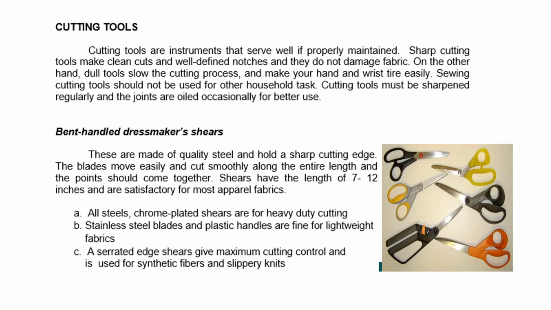For the first picture, it is a bent-handled dressmaker shears. These are made of quality steel and hold a sharp cutting edge. The blades move easily and cut smoothly along the entire length, and the points should come together. Shears have a length of 7 to 12 inches and are satisfactory for most apparel fabrics.